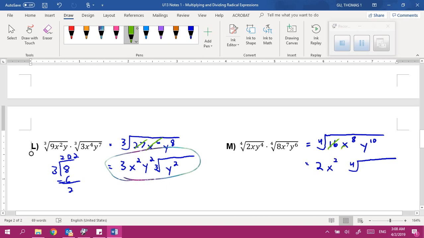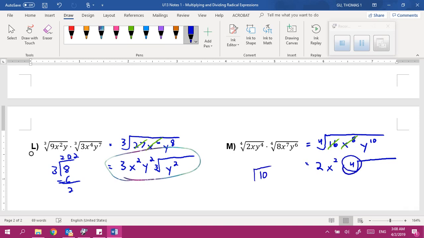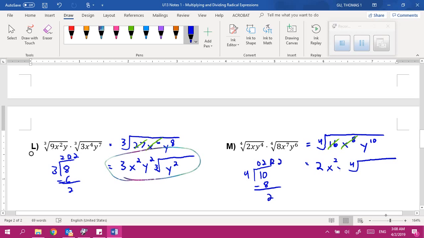Now y to the 10th, I have to take the 10 divided by my index, which is 4, and see what my remainder is. So that's 0, 2, minus 8, so 2, the remainder is 2. So that means on the outside I'm going to have y to the 2, and on the inside I'll also have y to the 2 because I had a factor of 2 and a remainder of 2.